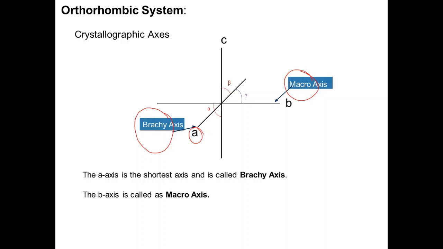So the shortest axis a is the brachyaxis while b is the macroaxis, and you can see here the angles between these axes. The angle between b axis and c axis is alpha. The angle between a axis and c axis is beta, while the angle between a axis and b axis is gamma. So all the three angles are equal to each other and they all are 90 degrees. This question has been asked several times in many competitive exams with MCQs about the brachy and macro axis.